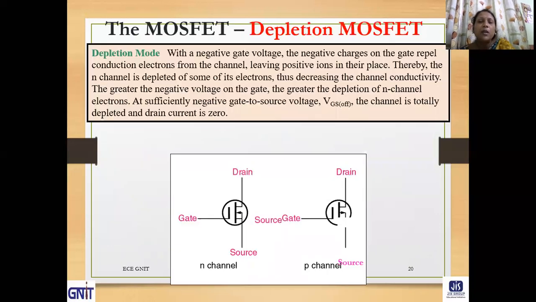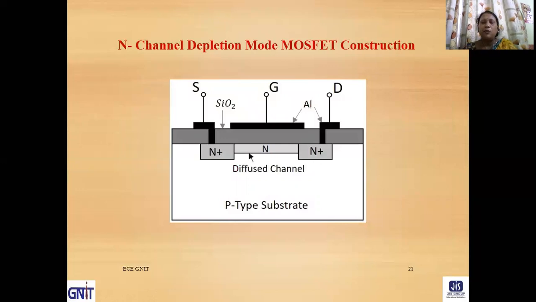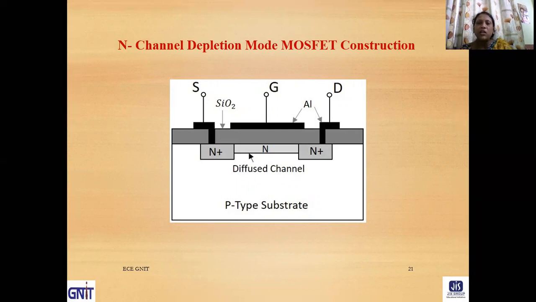So what is depletion type MOSFET? With a negative gate voltage, the negative charges on the gate repel conduction electrons from the channel, leaving positive ions in their place. Thereby the N channel is depleted of some of its electrons, thus decreasing the channel conductivity. The greater the negative gate voltage on the gate, the greater the depletion of N channel electrons. So remember that for depletion type MOSFET, there always exists a diffused channel, which is diffused at the time of fabrication. So already a channel is there.